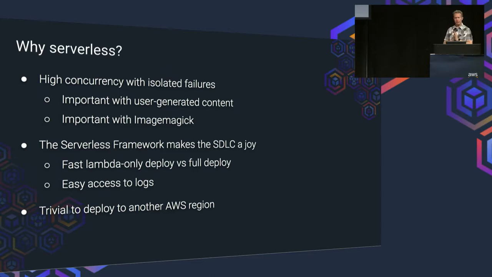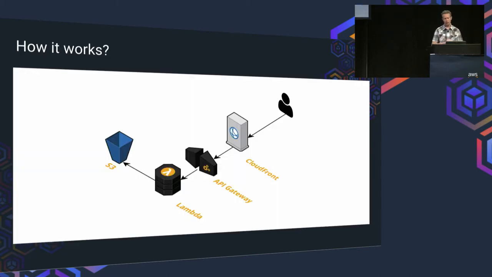And the other good thing about serverless, particularly with the serverless framework, is you can just spin this up in another AWS region, and it's basically trivial to do that. You change like US West 2 to US West 1 and deploy. There's not much more than that. So how does Snappy work?